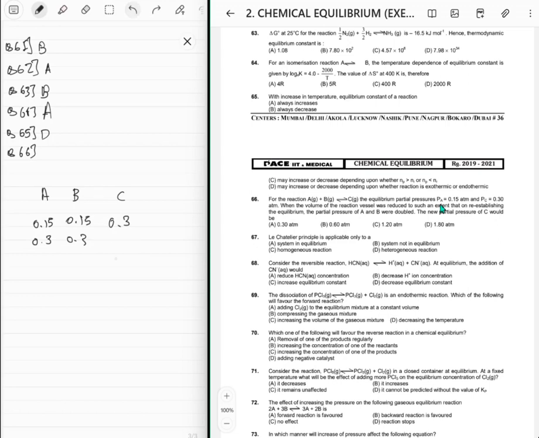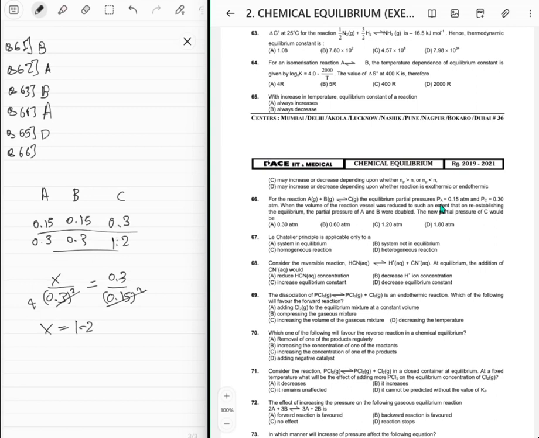So call this thing X. That means X upon 0.3 squared. That thing is 0.3 upon 0.15 squared. And this thing now would just be 4. So X will be 1.2. There we go. So it's just 1.2 atmosphere. This is weird because as you see, the moles don't really match over here.